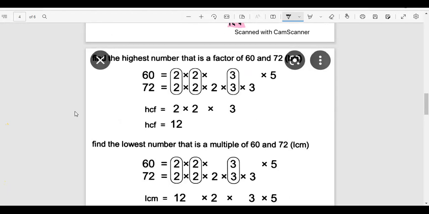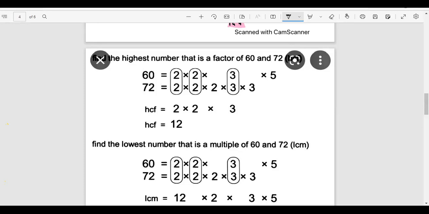अच्छा, अब let's say आपने HCF find करना है, and in order to find the HCF आपके पास prime factorization है. 60 की prime factorization क्या है? 2 multiplied by 2 multiplied by 3 multiplied by 5. and 72 की क्या है? 2 multiplied by 2 multiplied by 2 multiplied by 3 multiplied by 3.